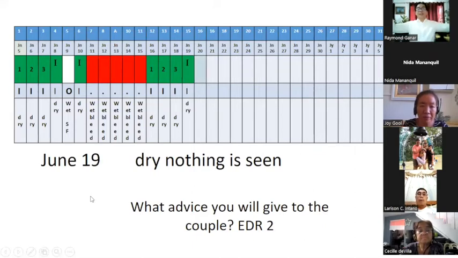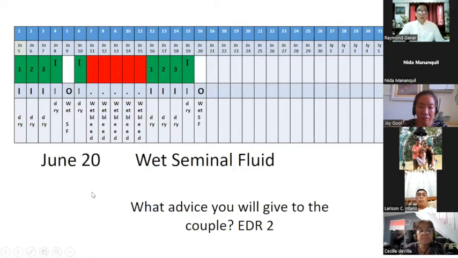June 19, dry. The couple now had an intercourse at night. If intercourse takes place at night, June 20, what will happen? The cervix is closed during June 19, so the sperm cannot enter. It will be dislodged on June 20, the moment the mother rises from the bed. June 20, wet seminal fluid. Take note of the symbol, circle, wet, seminal fluid, abstain, because the rule says alternate evenings.